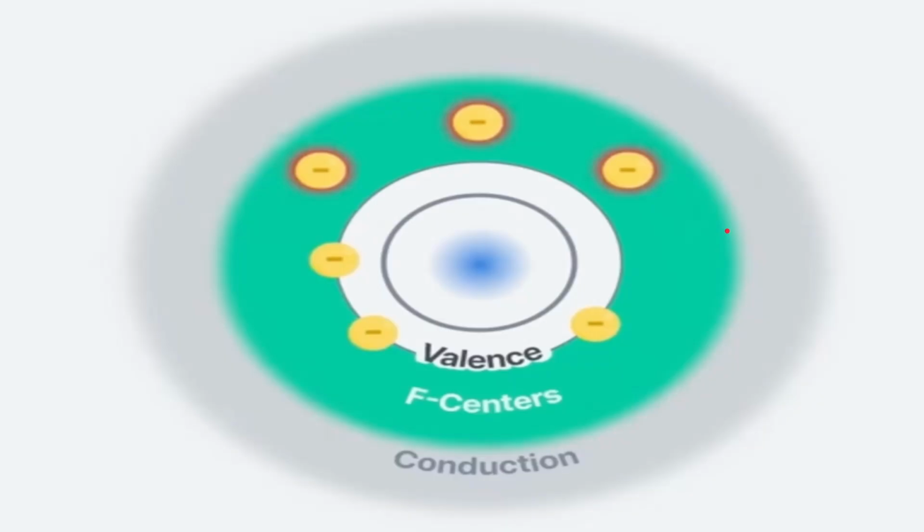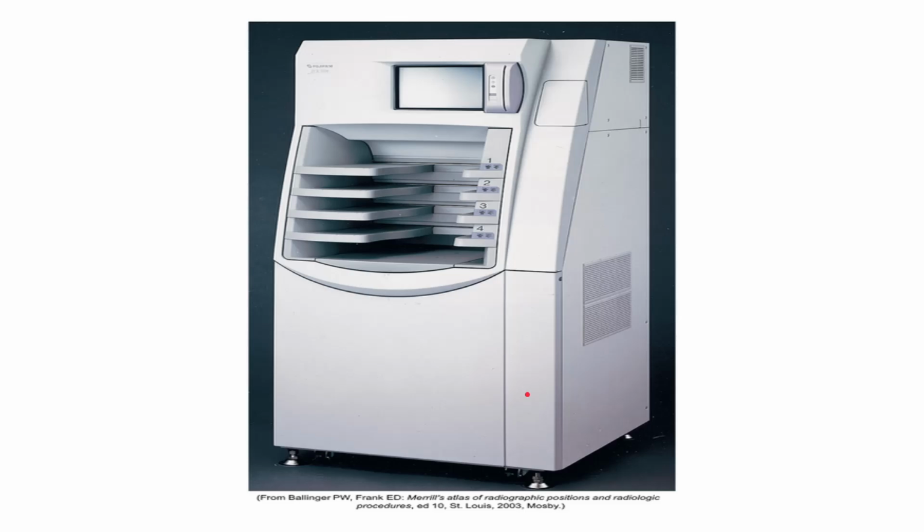During this transition, many electrons become trapped in sites within the phosphor crystal known as F centers. So they're trapped in the crystals in these F centers, and that's where they're going to remain. That's where these electrons will remain, and they form the latent image until they're read by the reader. And this is an example of a multi-cassette reader.